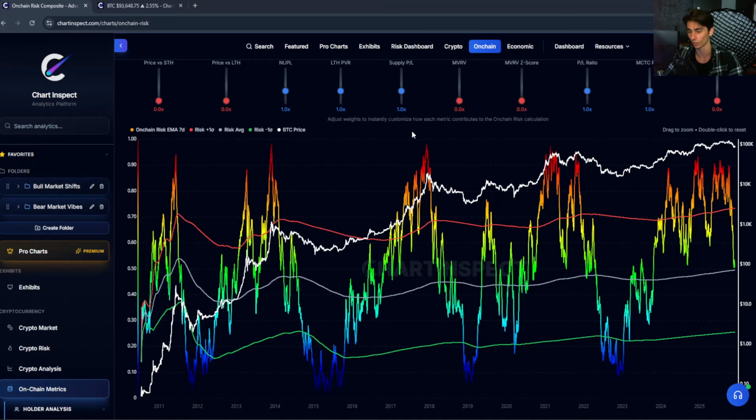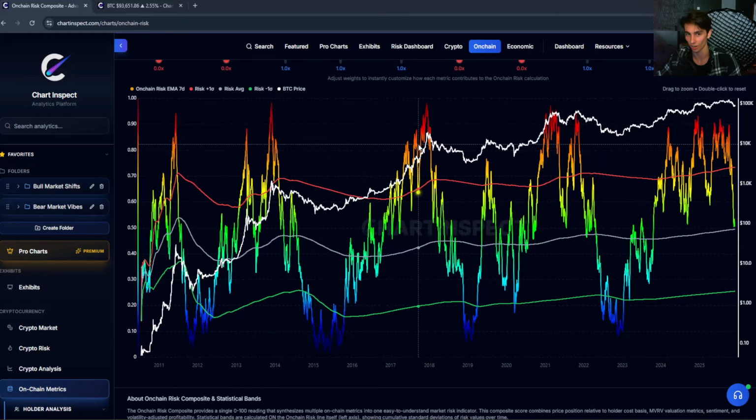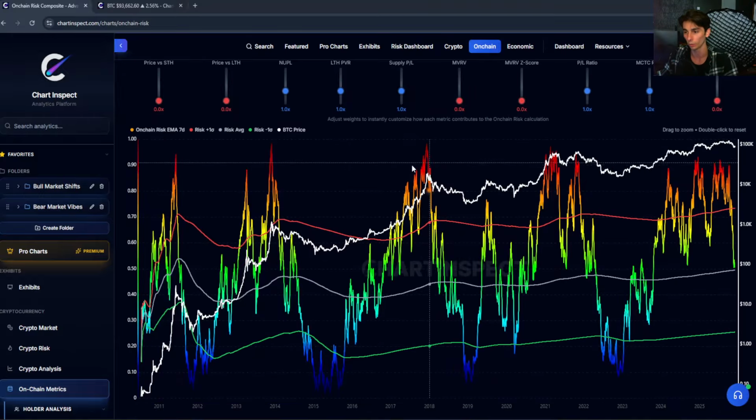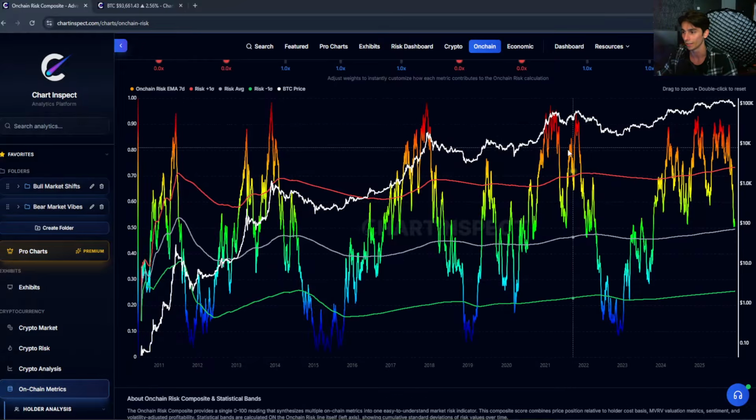Today I want to provide a quick update on the Onchain Risk Composite, an indicator on chartinspect.com that basically combines multiple on-chain Bitcoin indicators into one single reading. And more importantly, I want to talk about what it's telling us about where Bitcoin could be headed next. And so let's dive into the chart.